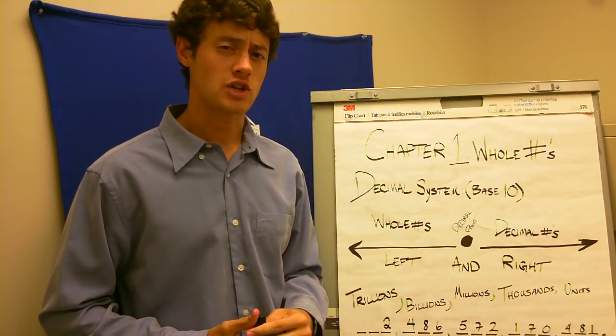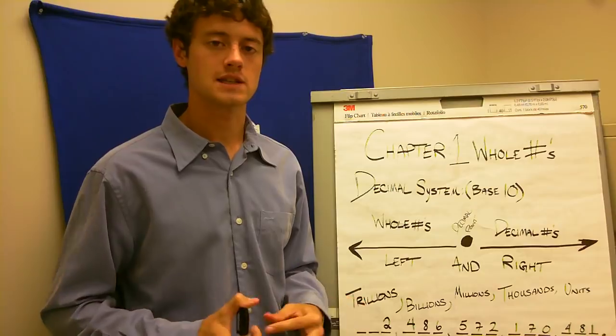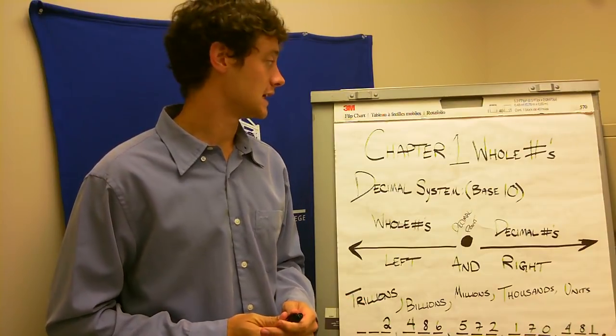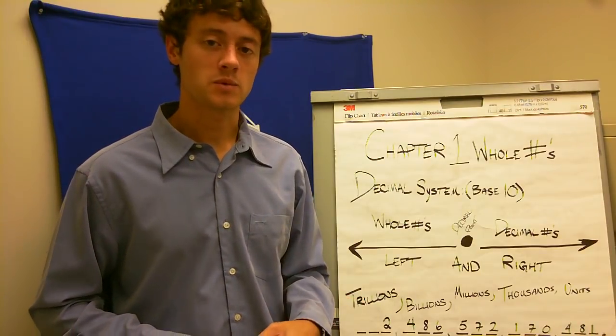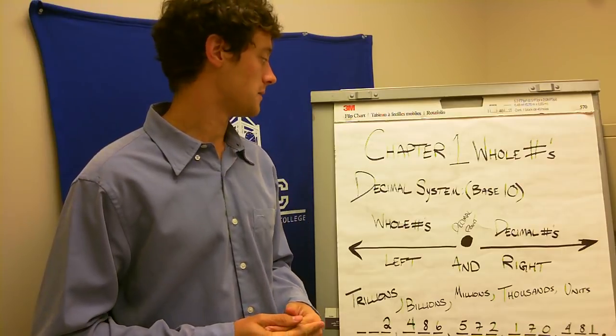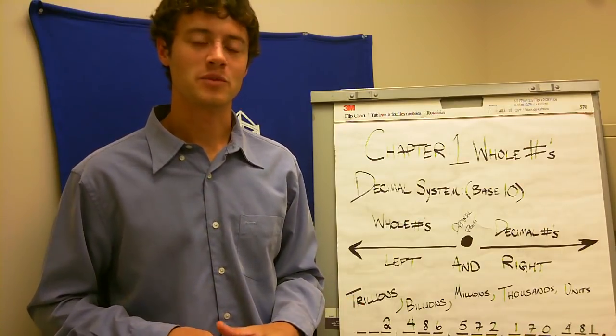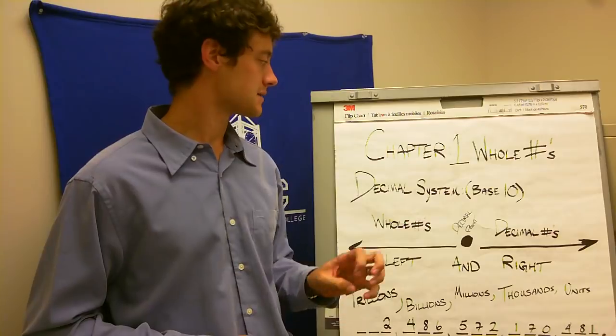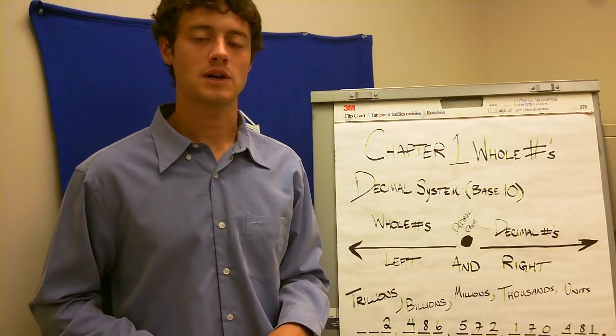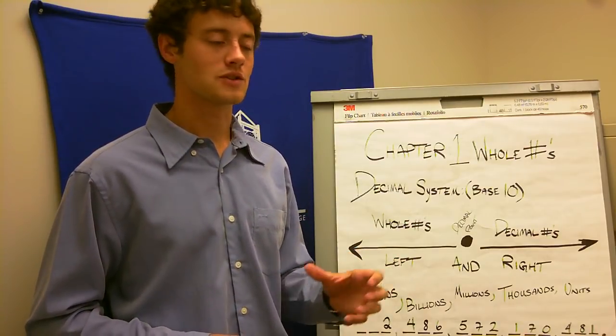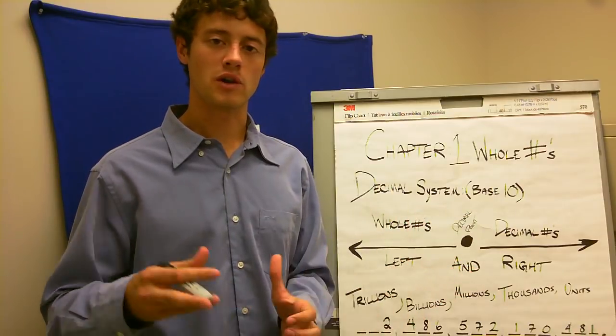Today we're going to actually cover Chapter 1. This is the lecture part of the day. And in Chapter 1 we're going to look at whole numbers and what our numbering system is based off of. And it is the decimal system. It's a base 10 system. It's the American standard, so base 10 means 0 all the way through 9.